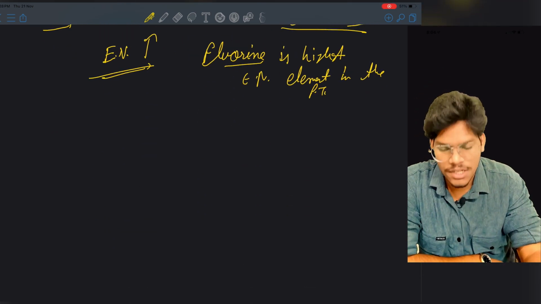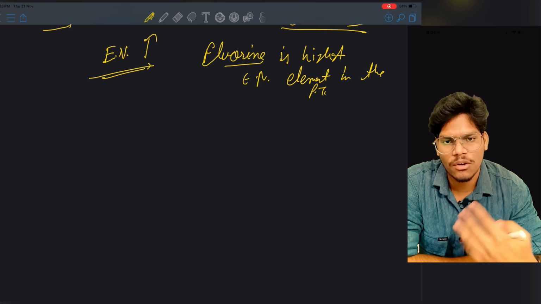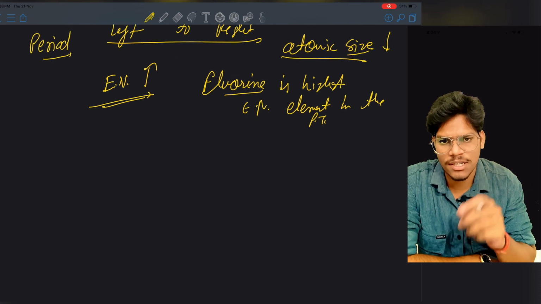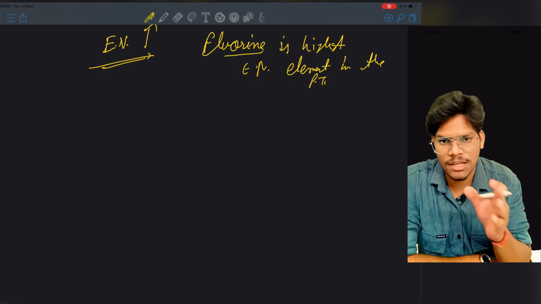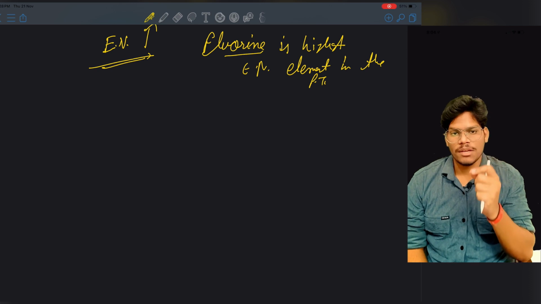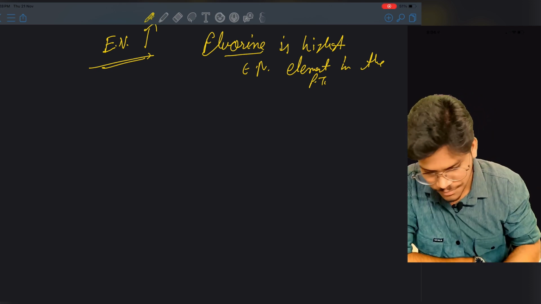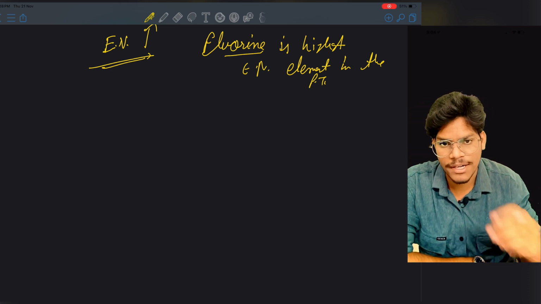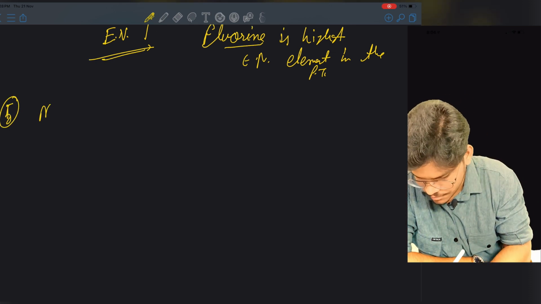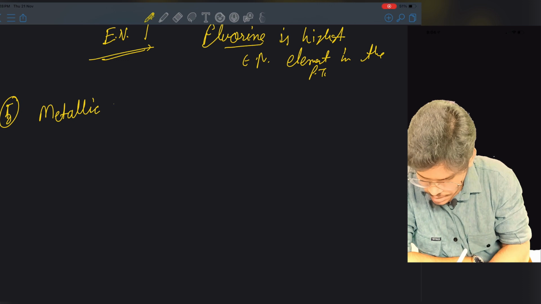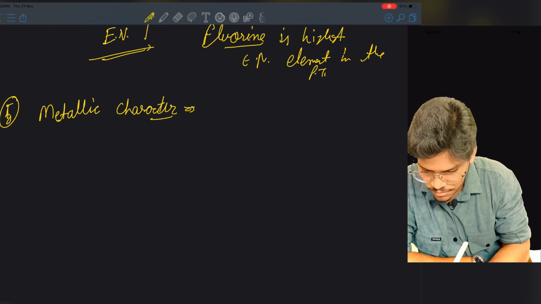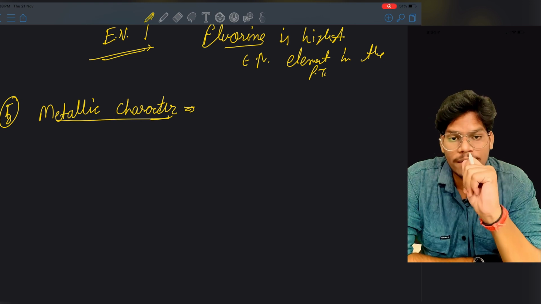We will see these trends and their exceptions in another video. So for now we were just understanding the basic and general trends in the periodic table, how the trends vary in a group from top to bottom and in a period from left to right. Okay, so the last one is metallic character and non-metallic character. First of all, we can see the metallic character. So what is metallic character?